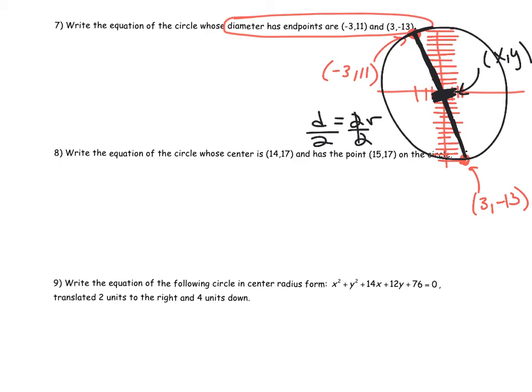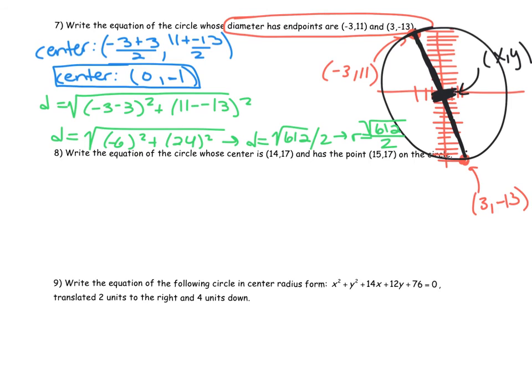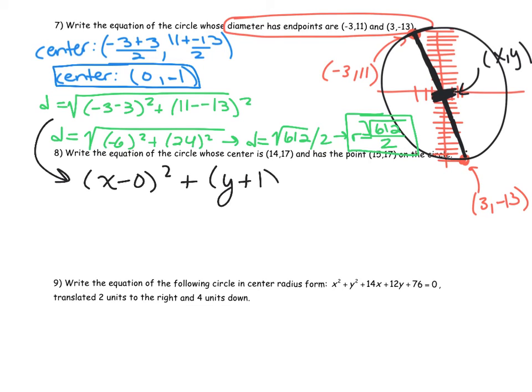All right, so I'm going to post my calculations here, but hopefully you had the same thing. Okay, so my center is at 0, -1, and my radius is the square root of 612 over 2. So I'm going to start by writing out my formula. I apologize for the lack of space here. So my equation in center-radius form: x minus 0 squared plus y plus 1 squared is equal to the radius squared, so it's the square root of 612 over 2, squared.